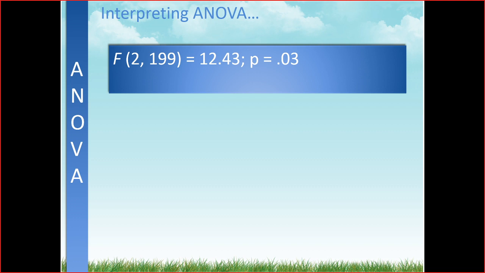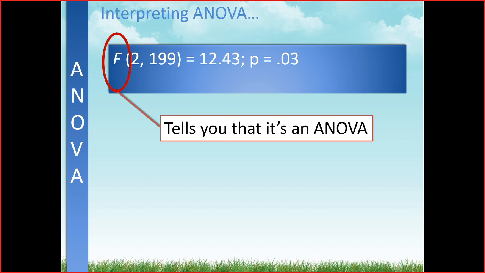But let's say that these are our results, and this is how you will see results written up in academic studies. What the heck does this mean? Well, let's go through each of these numbers. First, the F: anytime you see a capital F, italicized, when you're seeing statistics, it tells you that it's an ANOVA.